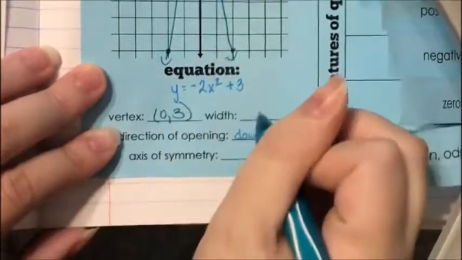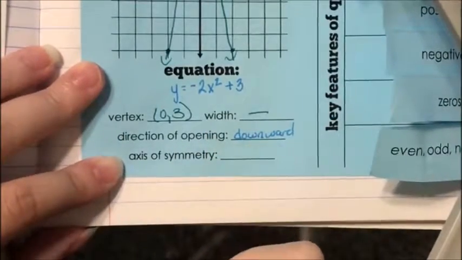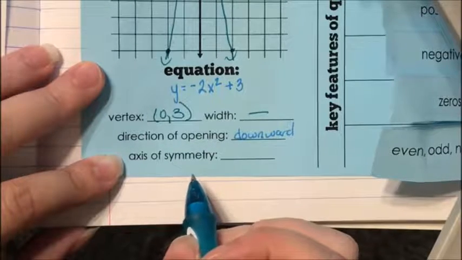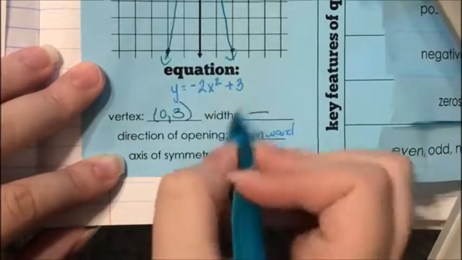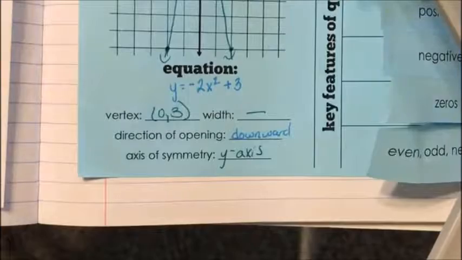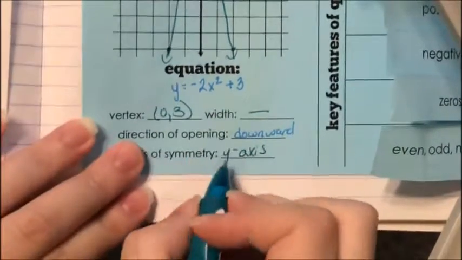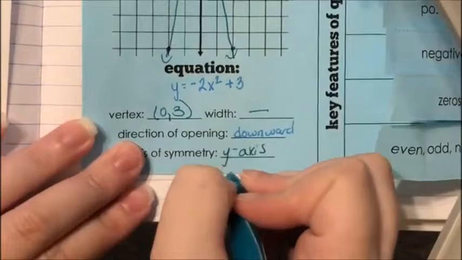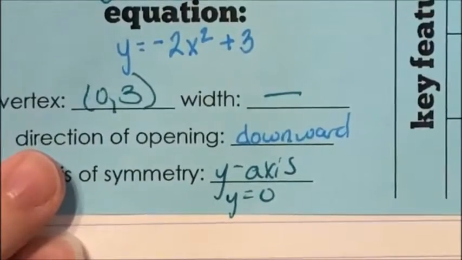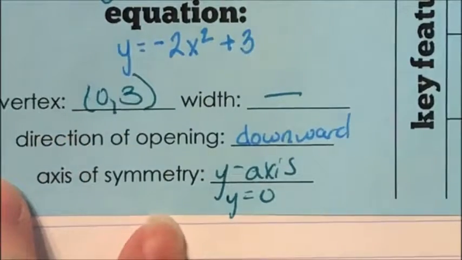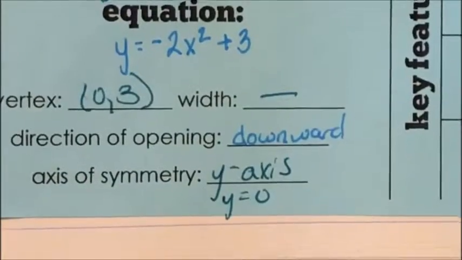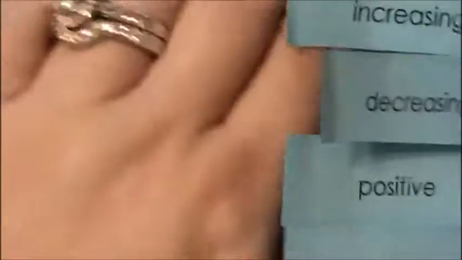Don't worry about the width. Axis of symmetry: it's the same on both sides. So the axis of symmetry is going to be the y-axis, and that happens when x equals 0. So the vertex is (0, 3), and the axis of symmetry is the y-axis. Now we can start looking at some of these tabs.